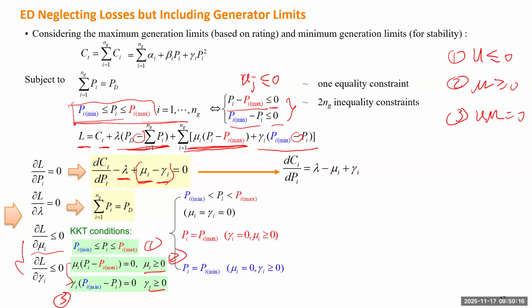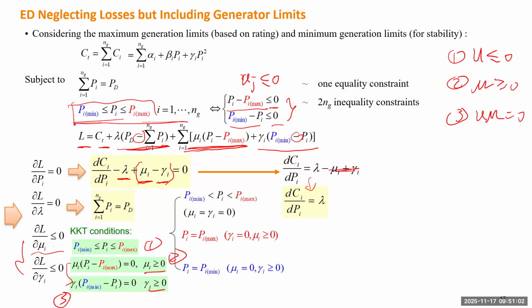Okay, so that's very mathematical, but let's try to understand what happened here. For the first scenario, if mu and gamma are 0, we can just take away those mu and gamma. So this one will be exactly just the first order derivative of the cost with respect to generation equal to lambda. This is exactly the same as our problem without the generator limit, right? It tells us that all the generators, if they are not reaching the limit, need to have the same incremental cost.